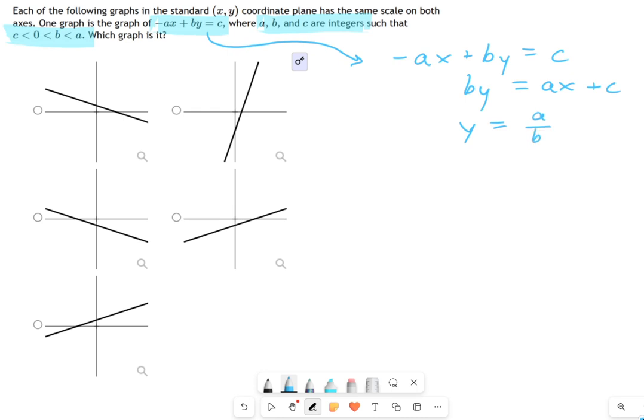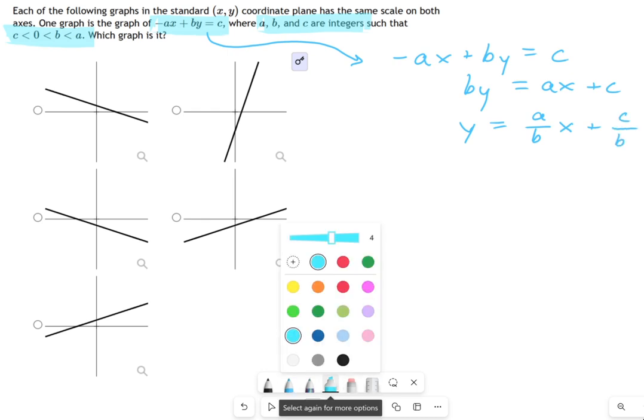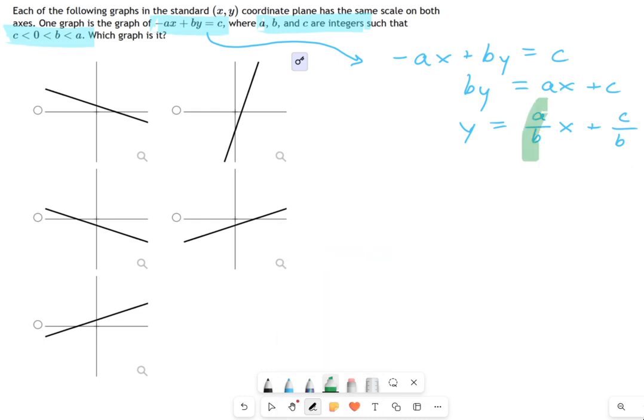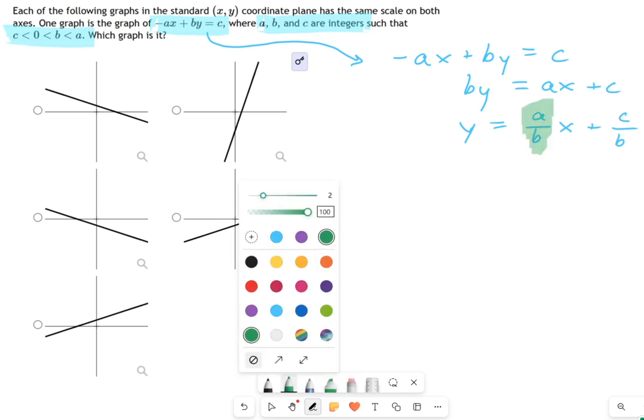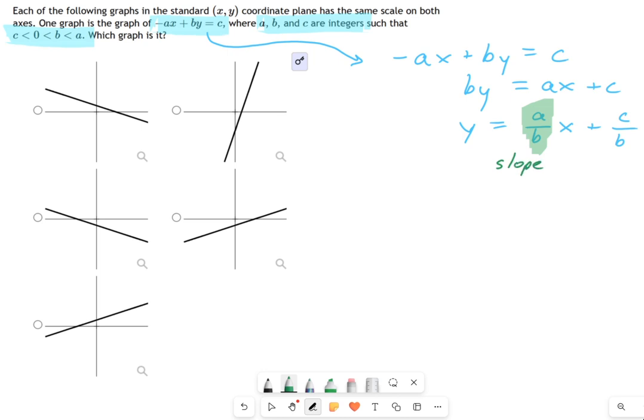Notice how I'm dividing each side by b. Well, why would I do these things? Notice how I have now phrased this equation. I've written this term right here as my slope. That's the slope of the equation.